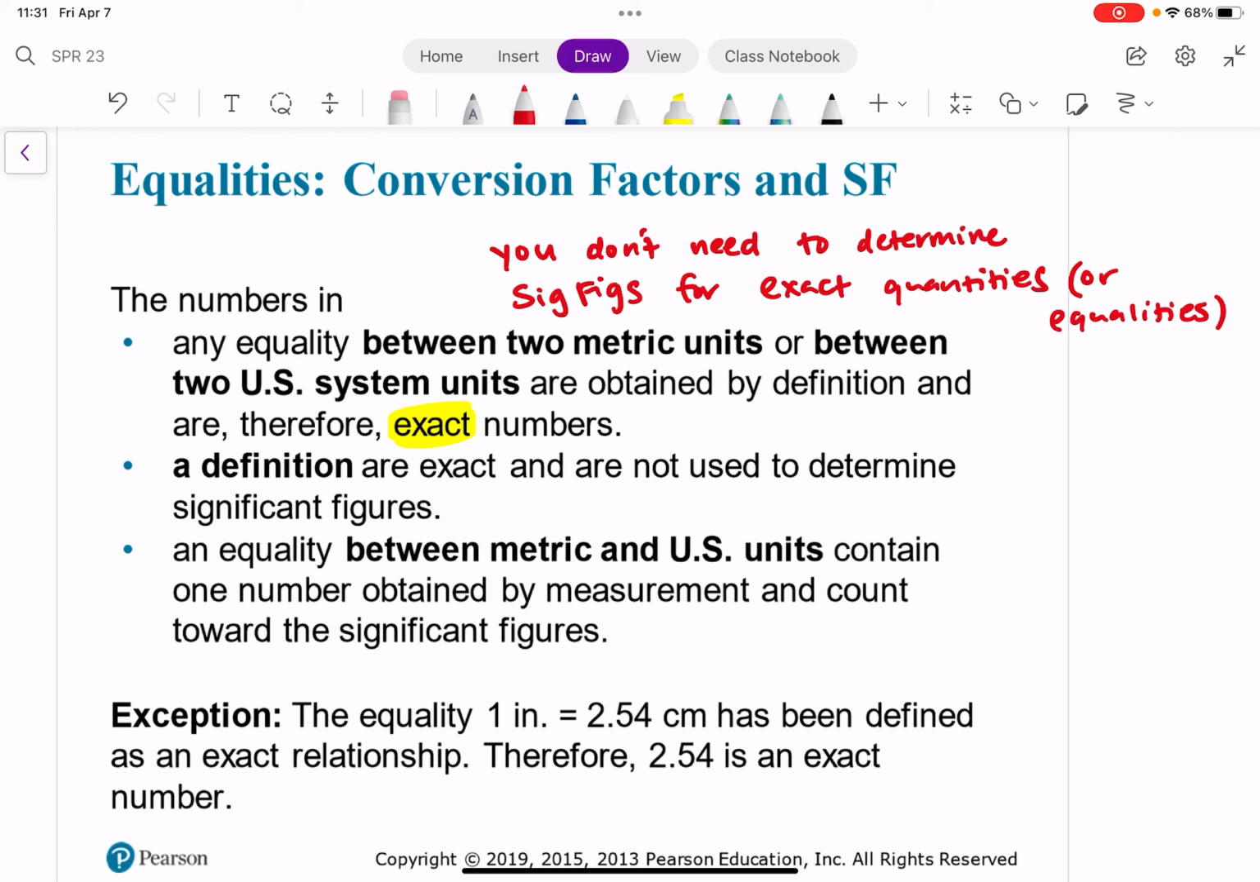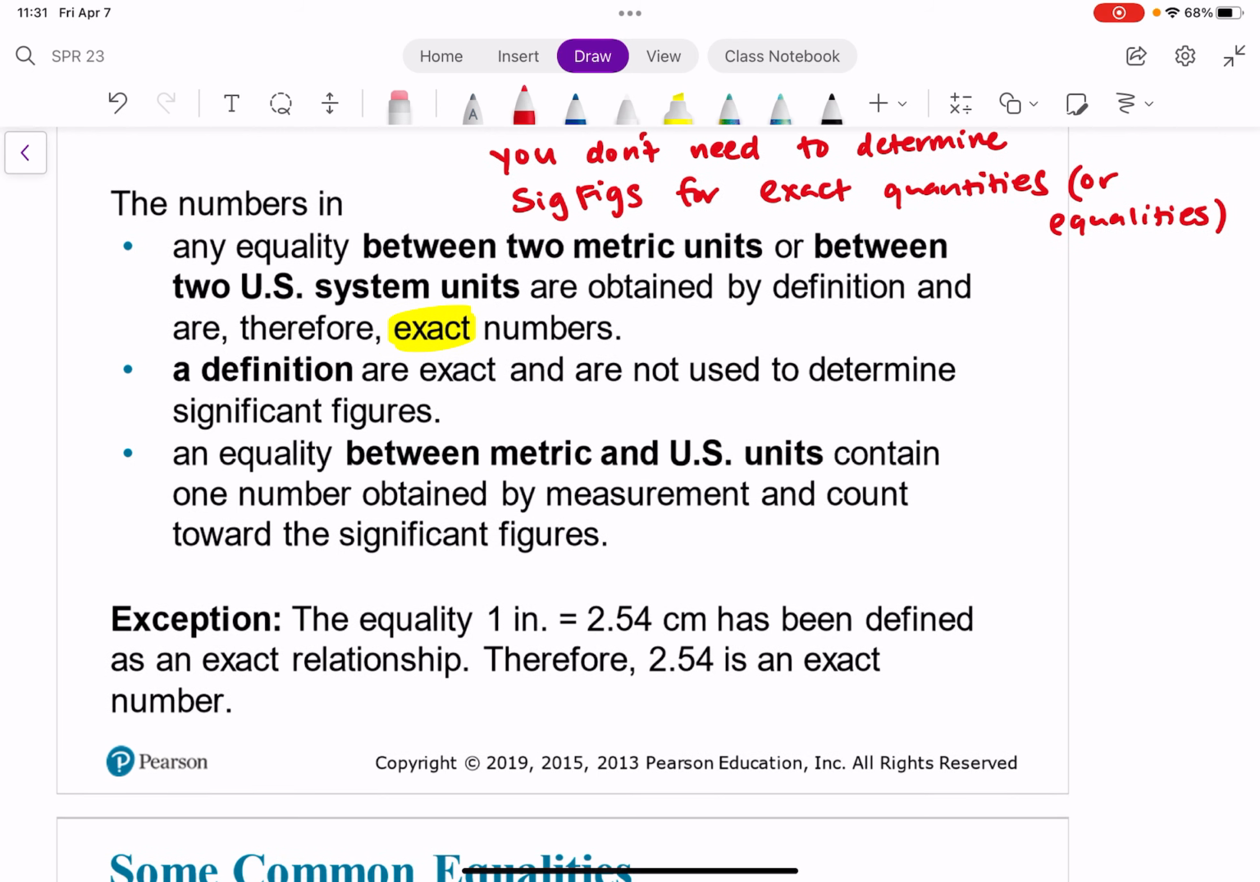Okay, and then in an equality between metric and US units, the numbers contain one number obtained by measurement and count toward the sig figs. So if you have some kind of equality between metric and US, you will have something that was a measured value, and then you need to count sig figs.